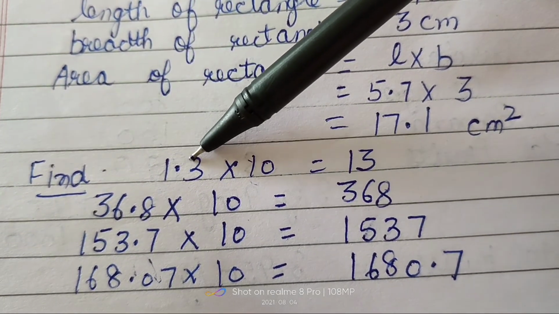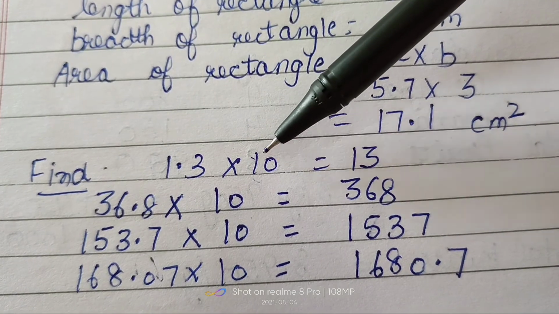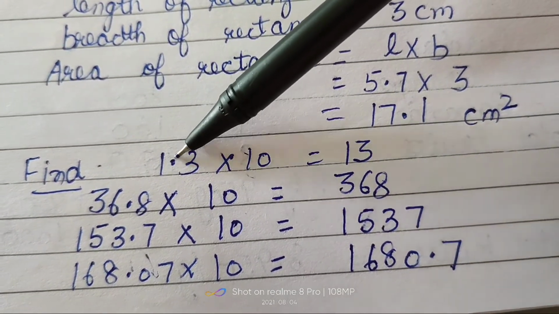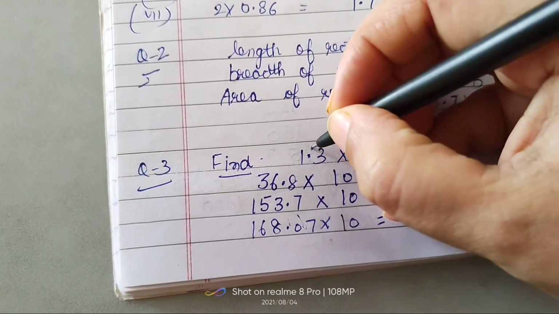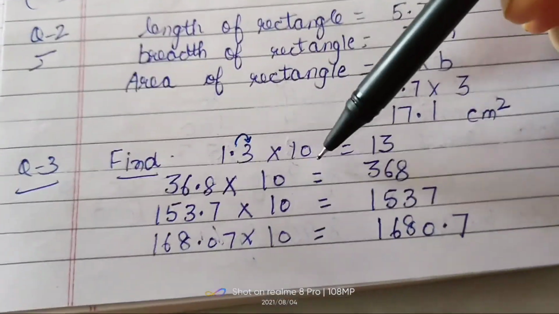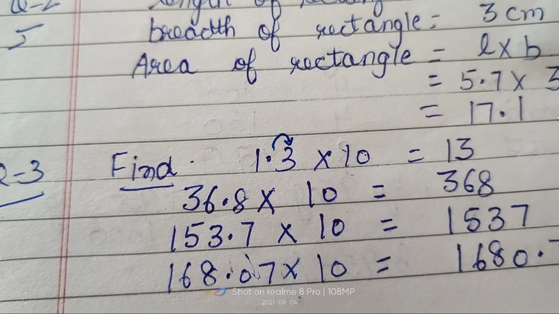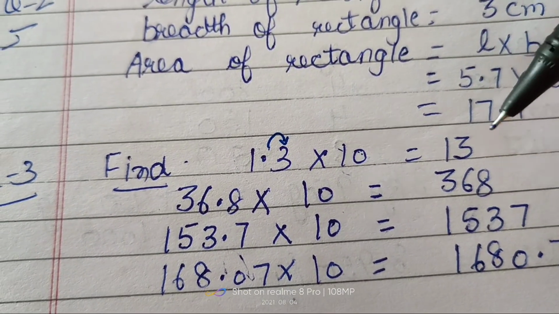For example, 1.3 multiply 10. Then there is only one zero. So the decimal gets shifted to the right one place. Because there is one zero, the decimal shifts one place. So the answer is 13.